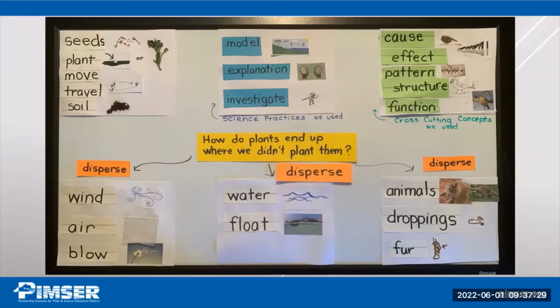And I organized those words into 6 different groups for easy retrieval. General terms are in that upper left-hand corner, science practices terms, cross-cutting concepts, and then 3 dispersal groups along the bottom there showing wind, water, and the animal interaction vocabulary. There are color photos and drawings, some real objects in bags, and there are student illustrations and student work included.